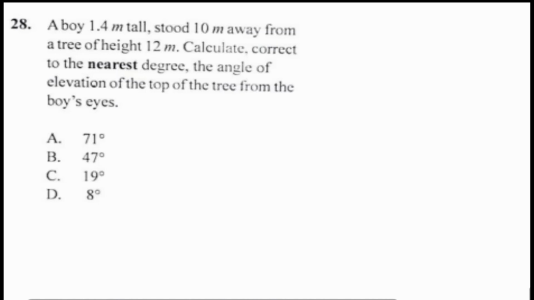Today we are solving question 28 of WASSCE 2022 General or Core Mathematics paper. And it reads, a boy 1.4 meters tall stood 10 meters away from a tree of height 12 meters. Calculate, correct to the nearest degree, the angle of elevation of the top of the tree from the boy's eyes.